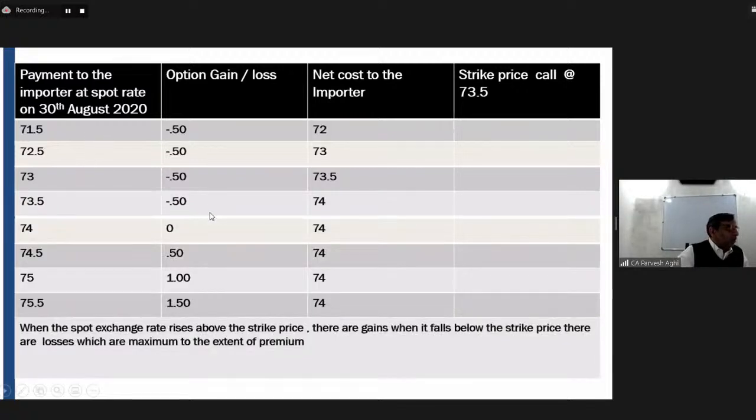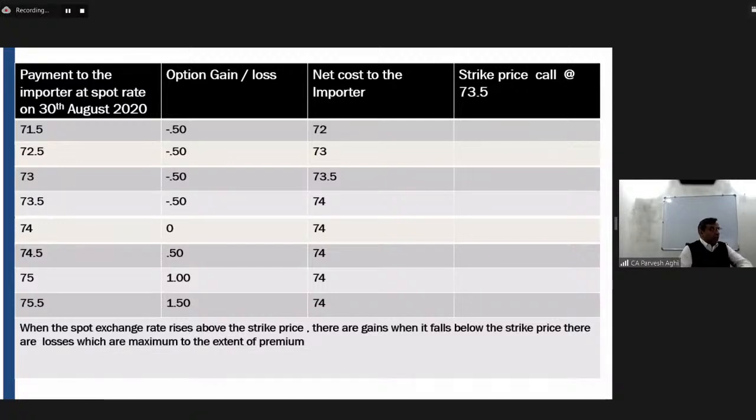But now what happens later on? Say in these cases the price goes to say 74.50. Here your option gain is 50 paisa, which is coming from the earlier table. Okay, so this will actually reduce your cost. If the spot price touches 75.5, your option gain is 1.5. How? 75.5 minus 73.5, 2 rupees gain, 50 paisa premium gone down. So 1 rupee 50 paisa is your net gain. So overall, you are hedged at 74. So that means in no case you are going to pay more than 74.